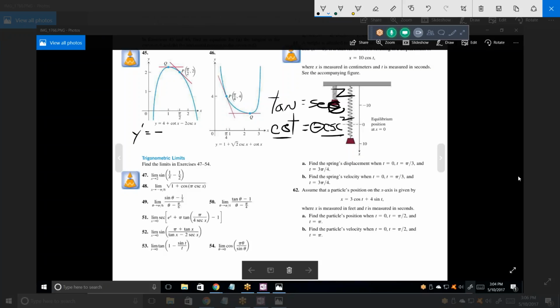Okay. So that's minus cosecant squared of x minus what? What's the derivative of 2 cosecant? So cosecant will be changed into negative cosecant times cotangent. Yes. So it's 2 times negative cosecant cotangent, which makes that positive.